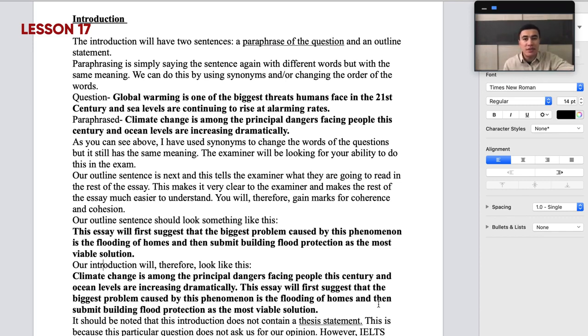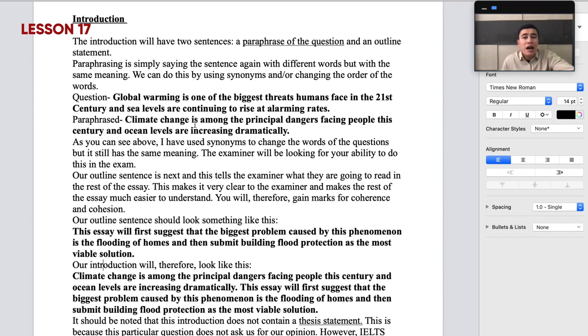So paraphrasing is simply saying the sentence again with different words but with the same meaning. You can do this by using synonyms and changing the order of the words. So let's consider this question here. Global warming is one of the biggest threats humans face in the 21st century, and sea levels are continuing to rise at alarming rates. So, the paraphrased version is going to be: climate change is among the principal dangers facing people this century, and ocean levels are increasing dramatically.